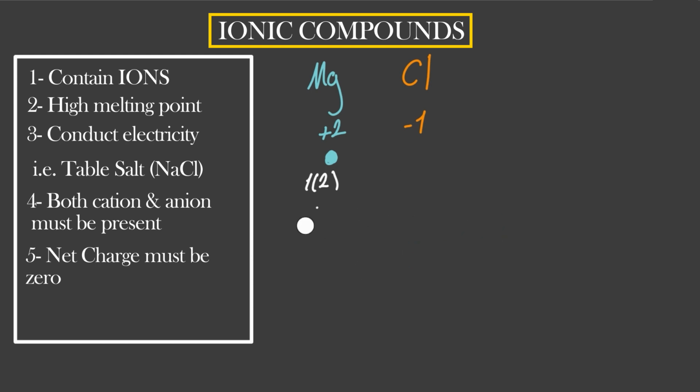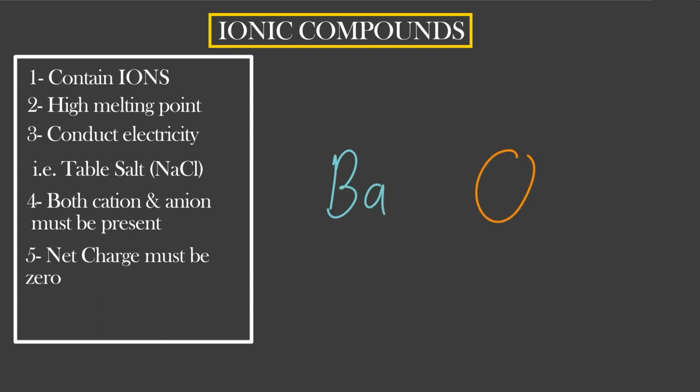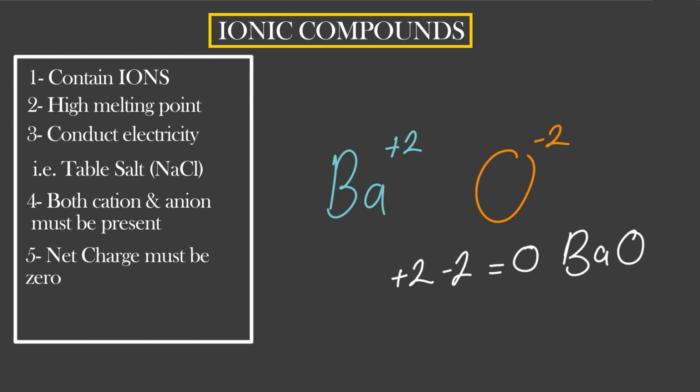Now let's consider an ionic compound that contains the ions barium and oxygen. How would the correct formula be? These ions have charges of the same number, but the opposite sign, so one of them is a cation and one of them is an anion. Barium has a positive 2 charge and oxygen has a negative 2 charge, so we don't need any balancing here. And the formula of the compound is going to look like this, without any subscripts.